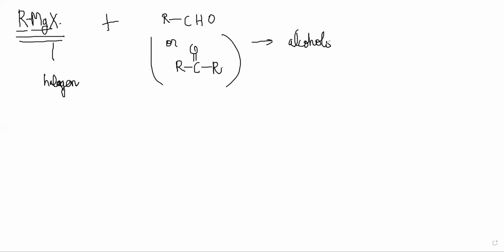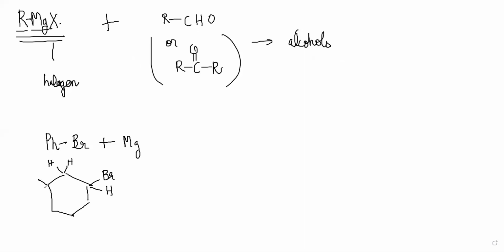How do you get these Grignard reagents? On the side box, he is talking about how these are made by reacting alkyl or aryl halides with magnesium. So you take PhBr, which has a phenyl group, and add magnesium, and you will get PhMgBr.